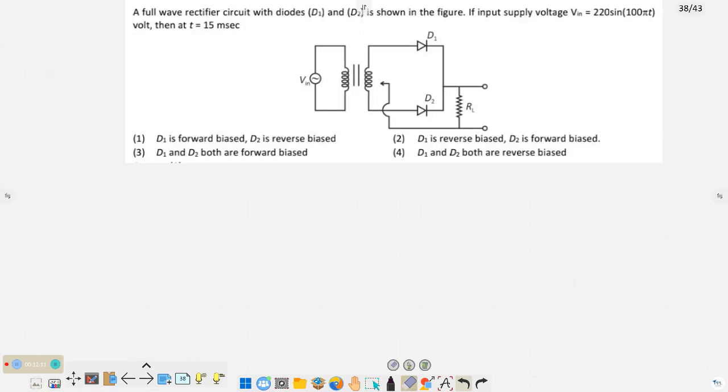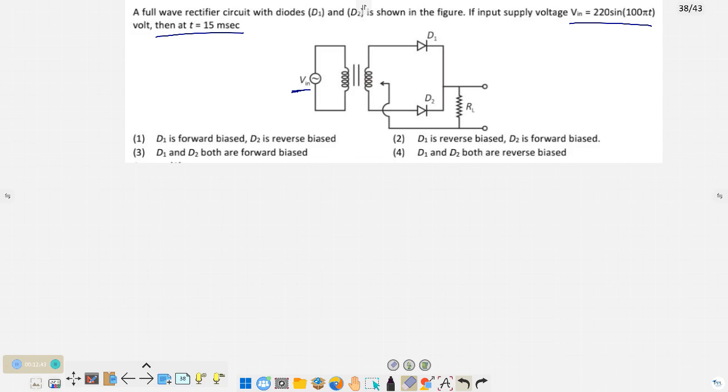This question is from semiconductor physics, based on the full wave rectifier concept. They have given a full wave rectifier and applied voltage, an input voltage source, which is given as 220 sine 100 pi t. A variable voltage source is given. Using this, they are asking, at time t equal to 15 milliseconds, what is the condition of the diodes? D1 is forward bias, D2 is reverse bias, like that, which will be forward, which will be reversed, or both will be forward.